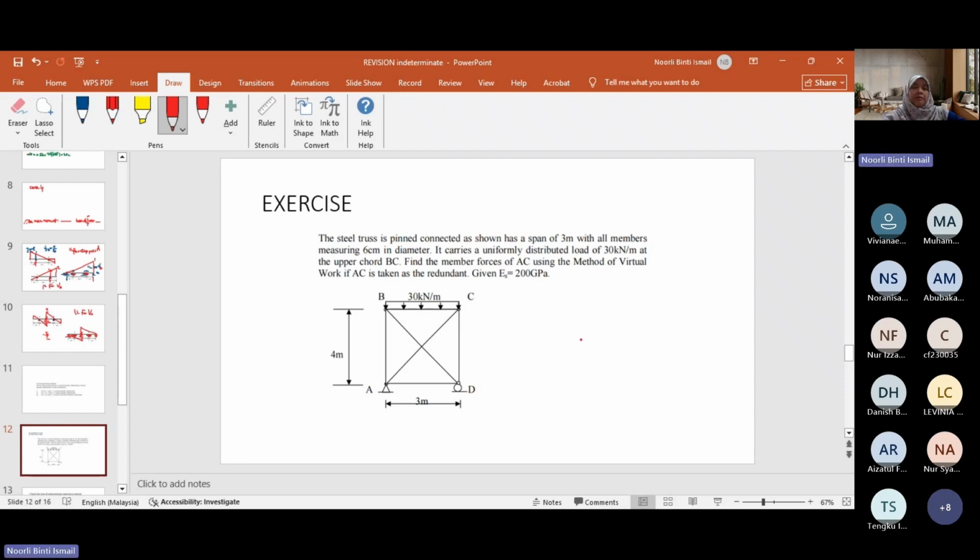What is the first step you need to do? Find... In the question, they don't ask you to find it, but the rule is you need to find it. So first thing, you need to know whether the truss is indeterminate or determinate. That one you need to find first.